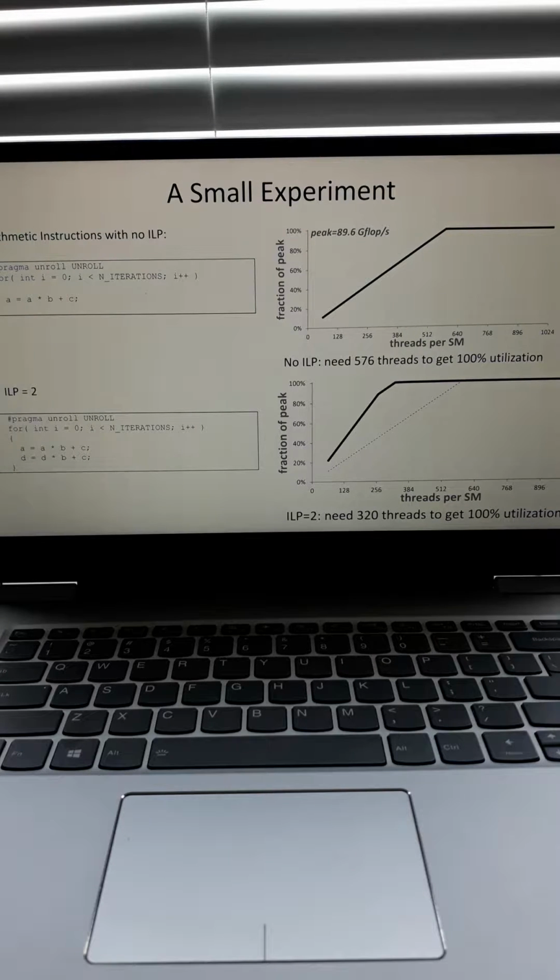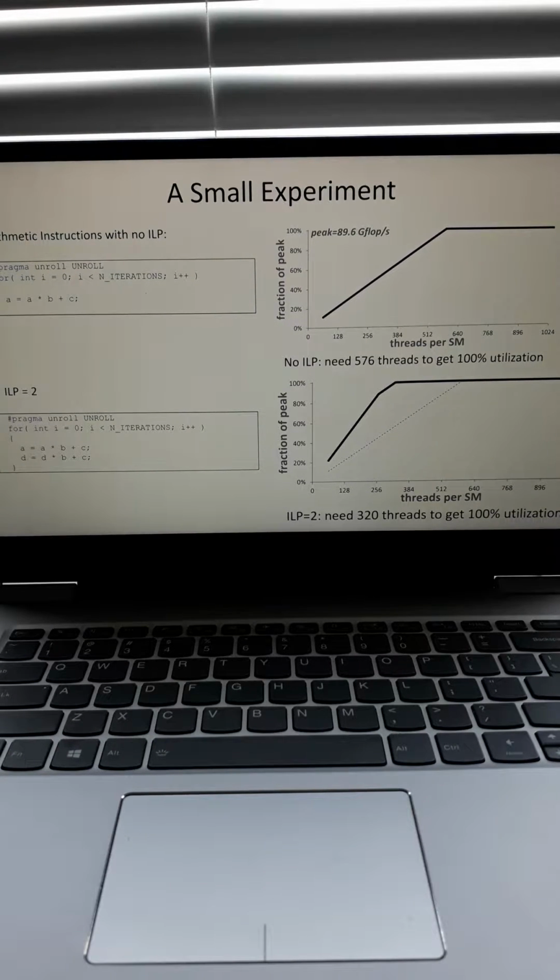This has a for loop. Over here, the value of unroll is equal to 0, so it will run for n times, and as there is no ILP, it's basically one thread, one output value per thread. So over here, we need 576 threads to get a peak of 89.6 gigaflops per second, or to achieve 100% utilization.